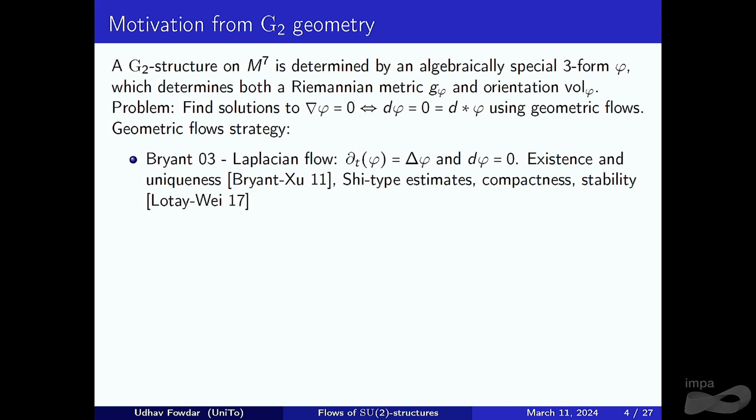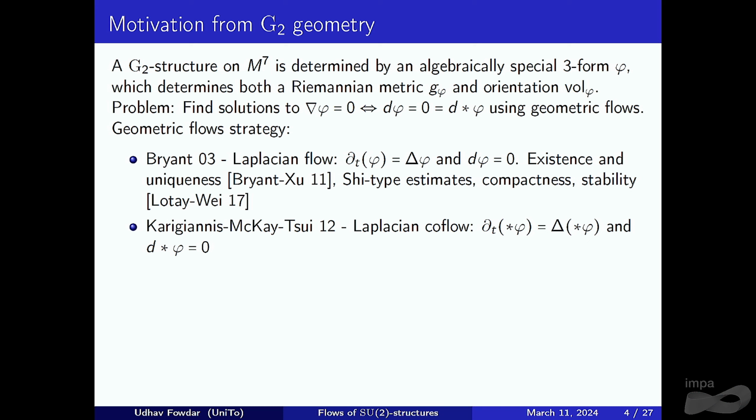Now, quite a few years after, Karigiannis, McKay, and Tsui introduced the Laplacian coflow. They said, let's try to mimic what Bryant does, but instead of evolving the 3-form, we're going to evolve the 4-form instead, so the Hodge dual. And just as before, we're going to impose that the 4-form is closed, and hopefully, if the flow exists, then this will give you critical points, because this guy here vanishing would mean that it is both closed and co-closed. But surprisingly enough, this flow, even till today, doesn't have existence. We don't know that this flow exists.